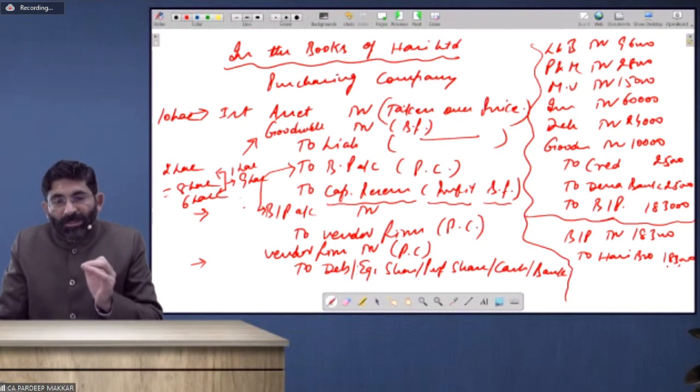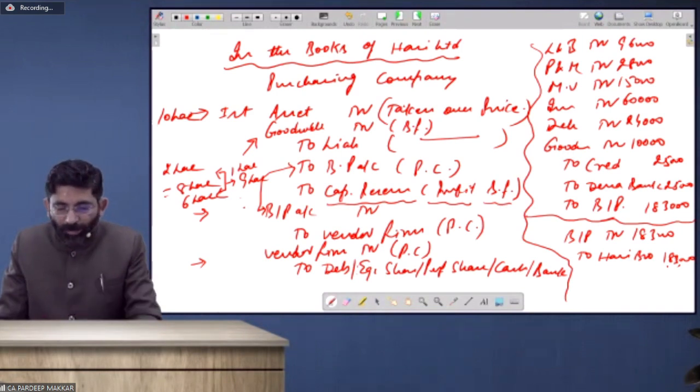So let's understand this concept. Basically whenever we are making excess payment, then that will be transferred to capital goodwill. Whenever we are making less payment, then that will be transferred to capital reserve. Means any profit or loss will be transferred to capital account.